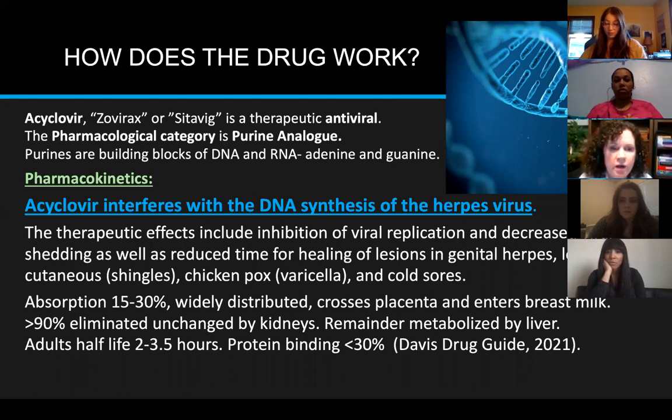Absorption is relatively low at 15 to 30%. However, it is widely distributed. It crosses placenta and enters breast milk. More than 90% is eliminated unchanged by kidneys. The remainder is metabolized by liver. In adults, when they take this medication, the half-life is 2 to 3.5 hours. It is relatively low in protein binding at less than 30%.